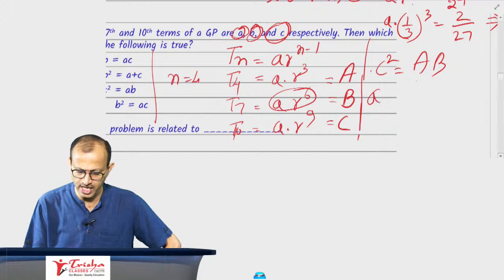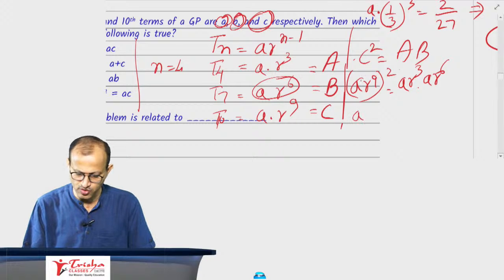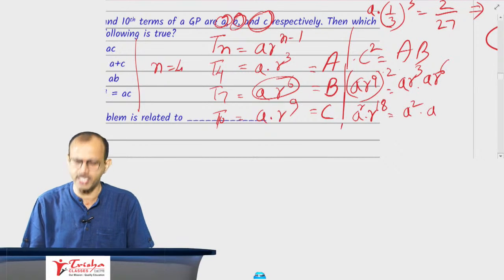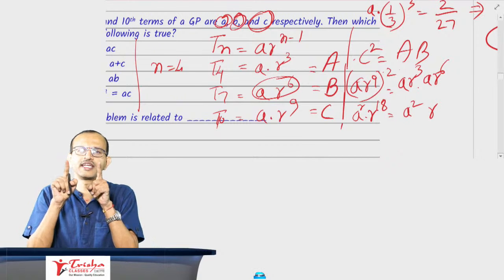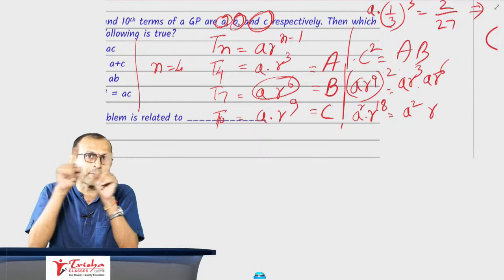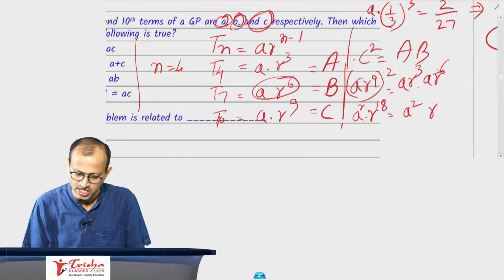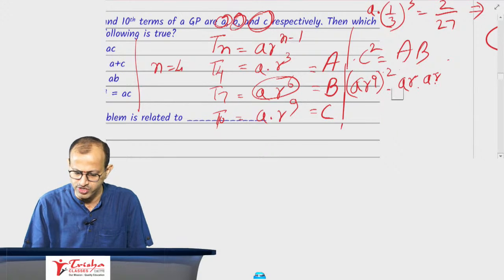What is C? A r to the power 9 whole square, A r to the power 3, A r to the power 6. Next step, A square r to the power 9, 2 nines are 18. A square you are getting, but unfortunately A r to the power 3 into r to the power 6, indices law says x to the power m into x to the power n is x to the power m plus n, not m into n. Therefore, 3 plus 6, 9. Here also not matching. So, all the first three options deleted.